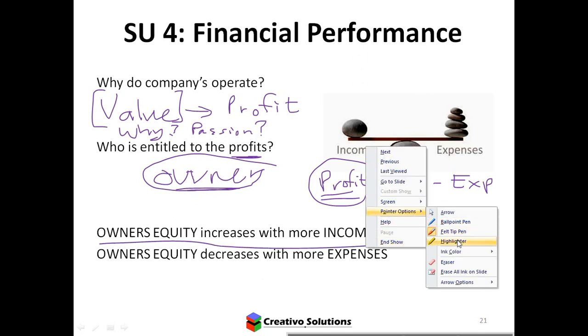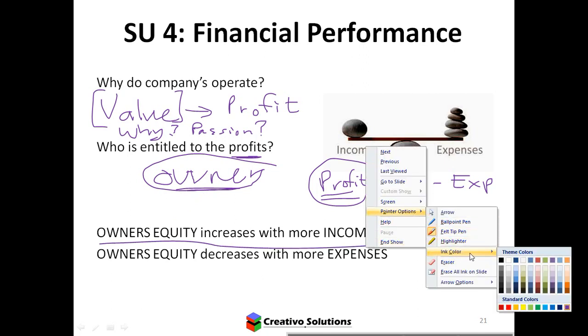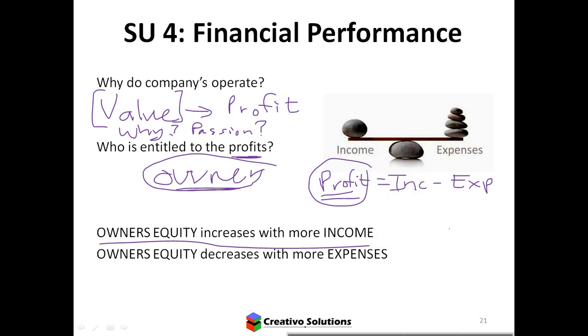This is why. Let's have a look at the why. It's always good to understand why. If I'm going to increase the income, what's going to happen to the profit? It's going to go up. If the profit goes up, is the owner entitled to more or less? Correct. Owner's entitled to more. See, that's why, because the one links to the other.